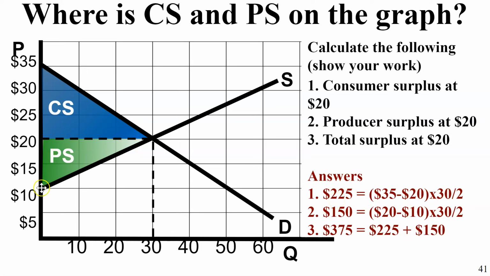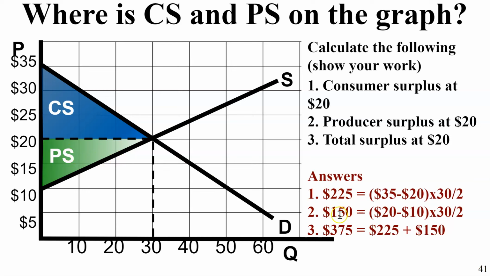Producer surplus, we do the same thing. From 20 to 10 is 10, times 30 is 300. Take half of that because it's a triangle. That would lead us to 150. And that would be $150. Make sure you use the dollar sign. $150 would be the producer surplus that we see here.